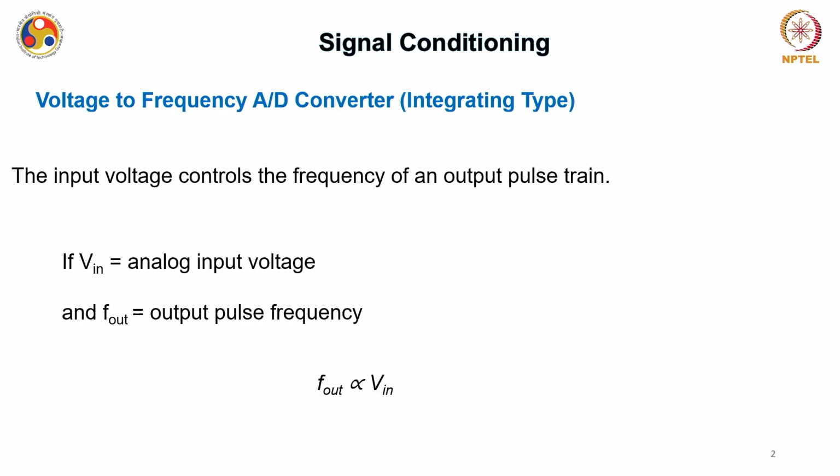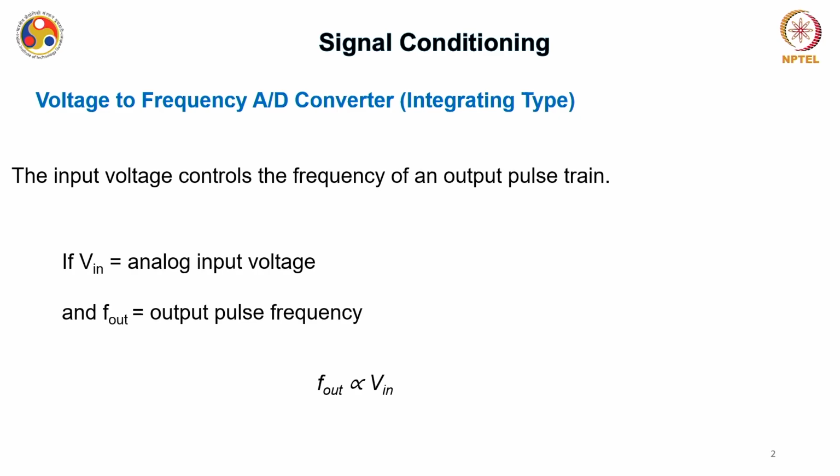Hello everyone, welcome back to the course on measurement in instrumentation. Today is the fourth lecture of this 10th week, where we are discussing signal conditioning, and today we will continue our discussion on analog to digital converters. In the previous class we have seen voltage to time AD converters, and we called it ramp type because we were using a ramp generator there.